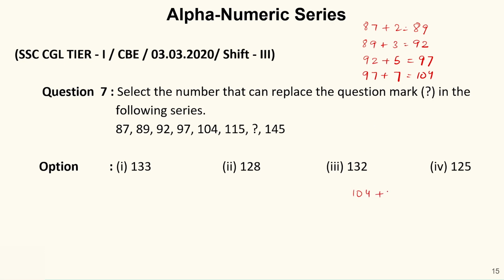If I add 11, I'll get 115. So the logic is 2, 3, 5, 7, 11. And if you know prime numbers, these are all prime numbers.